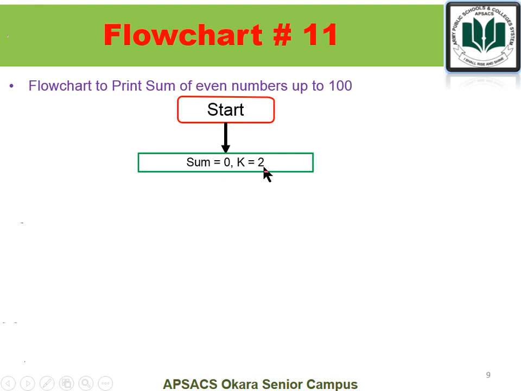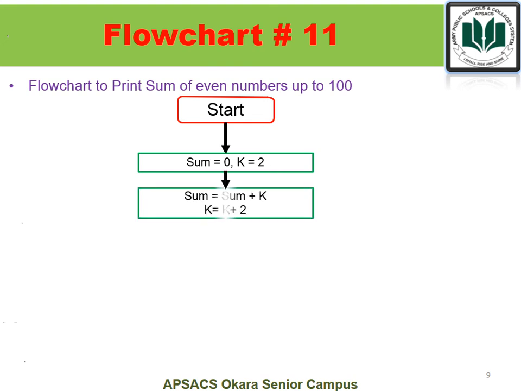Why have I taken the value of k as 2? Because the first even number is 2. That's why I have taken the value of k as 2. So we will be using the formula sum is equal to sum plus k. The first value of sum is 0. 0 plus k is equal to 0 plus 2 is equal to 2.